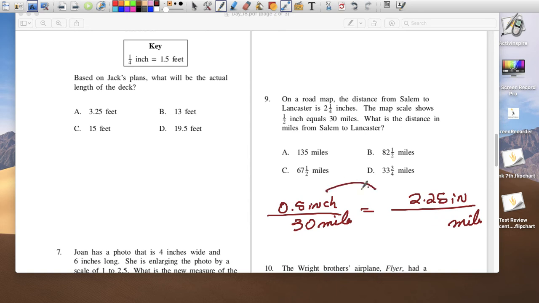So find a relationship. 0.5 times what is 2.25? You can just divide 2.25 divided by 0.5 and you get 4.5. So here's our multiplier. Times 4.5 and the bottom times 4.5. We're going to get 135 miles.